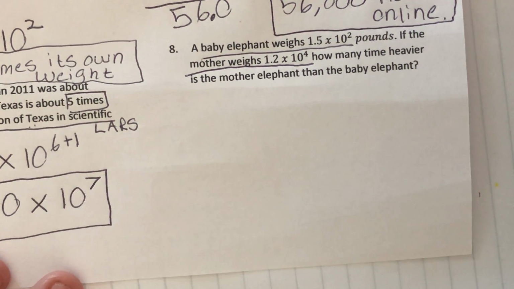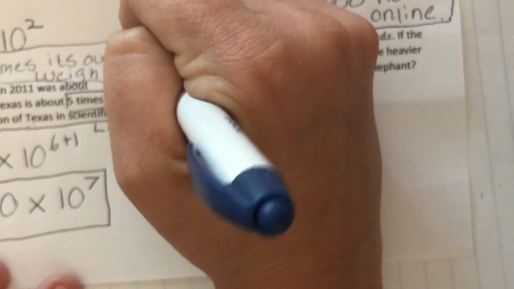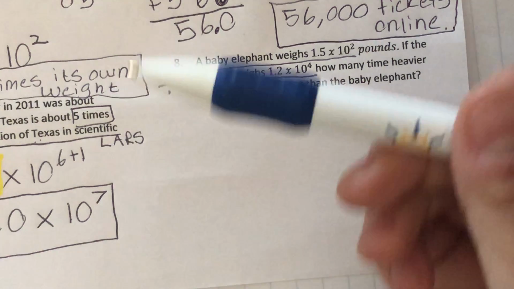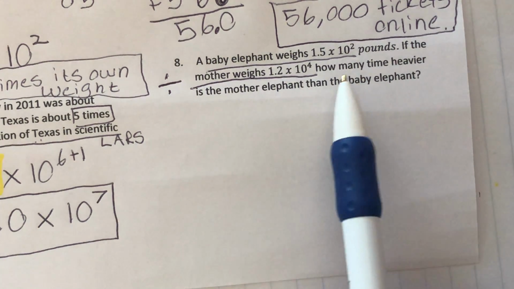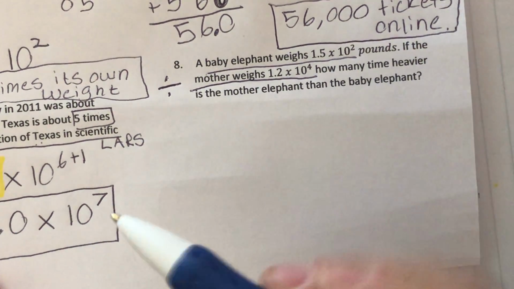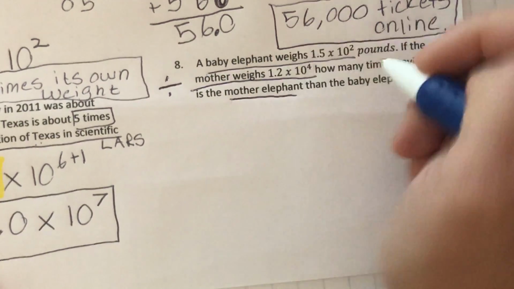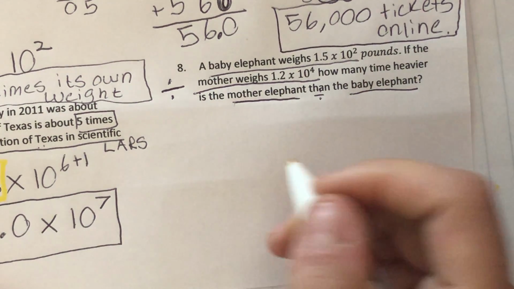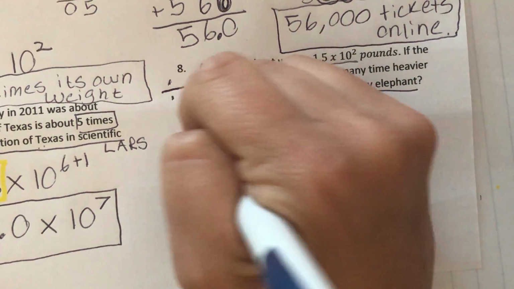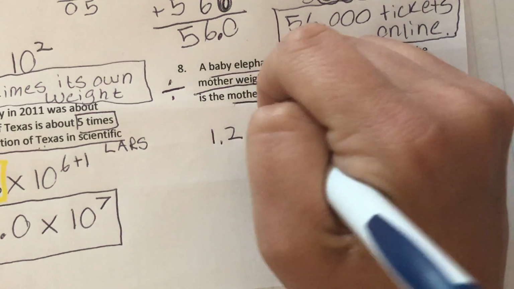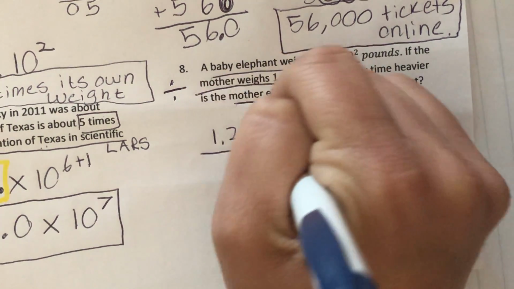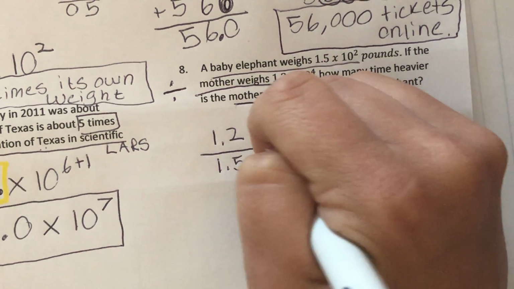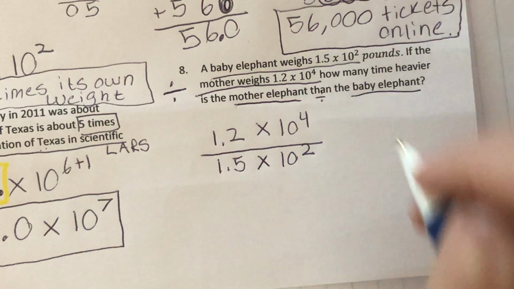So when we have to figure out how many times heavier, that's when we have to divide. And we can look at our question to figure out which number goes in the numerator and which number goes in the denominator. It says how many times heavier is the mother than the baby. So the mother's weight needs to go on top. 1.2 times 10 to the fourth power divided by 1.5 times 10 to the second power.